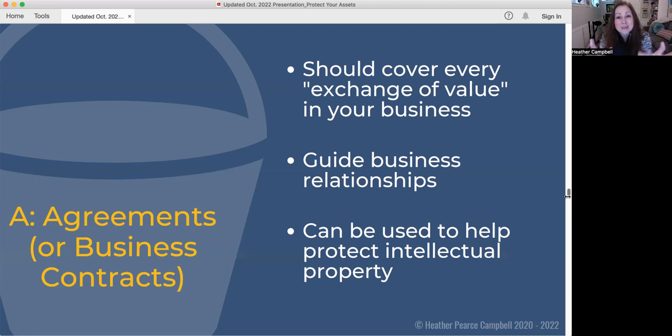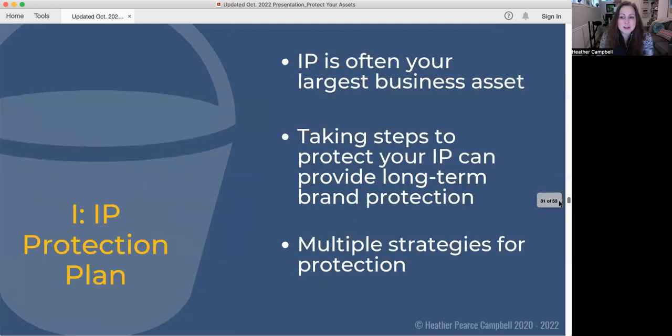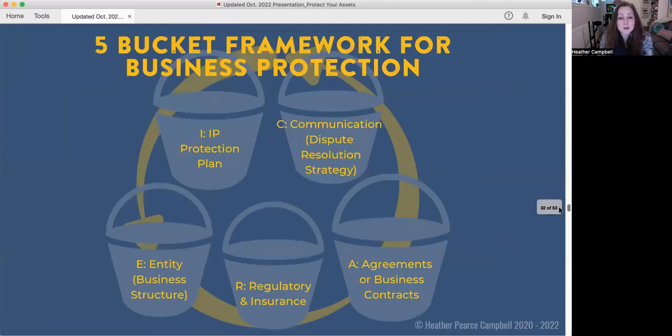So again, this bucket is big. I've worked on thousands and thousands of contracts and agreements over the course of my career. And they really, really, really become a cornerstone to a well-run business. Okay, moving on, let's go back to this framework, right? So we've covered E, we've covered R, we've covered A, and we're moving now counterclockwise.